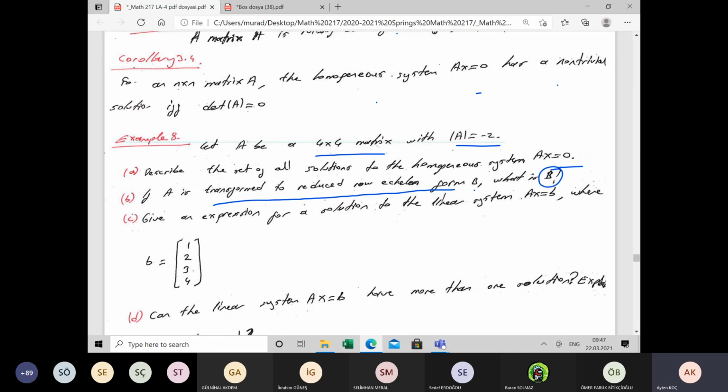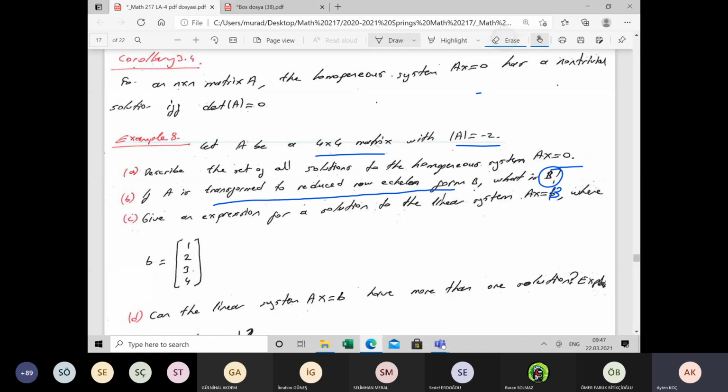And the next one: give an expression for a solution of the linear system AX = B. But here B is this one, and the previous question also contains B, so let this one be C, for example. What is C? The next one is AX = B, with this right-hand side. So this one is B.